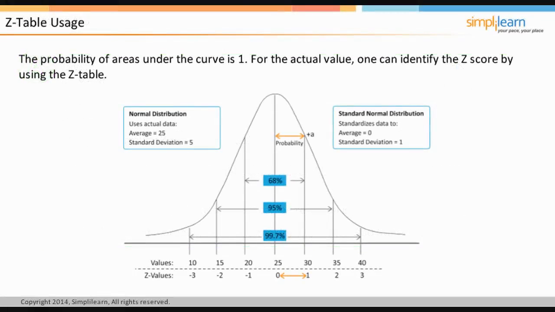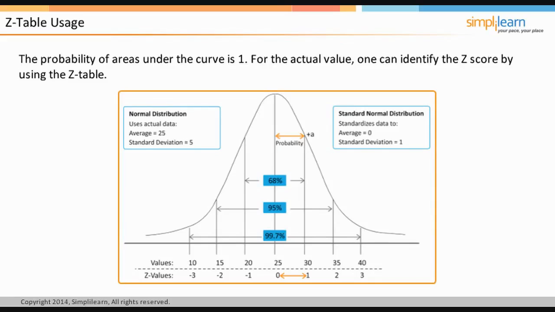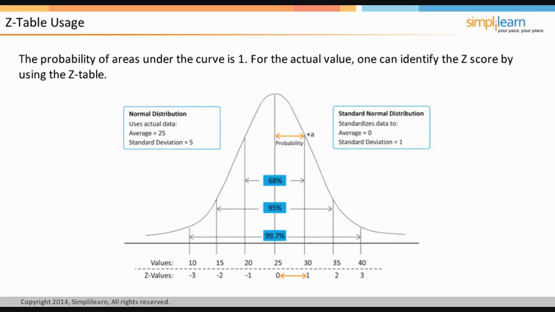Let us understand the usage of z-table in this screen. The graphical representation of z-table usage is given here. The probability of areas under the curve is 1. For the actual value, one can identify the z-score by using the z-table. As shown, this probability is the area under the curve to the left of point plus a to 0.